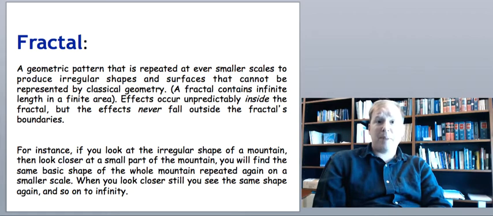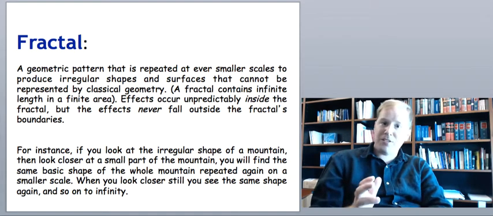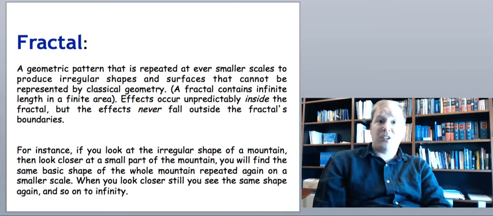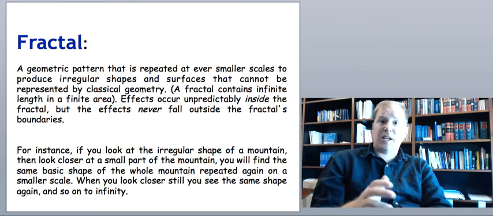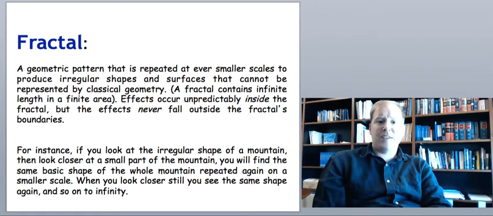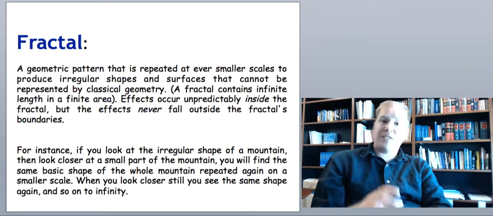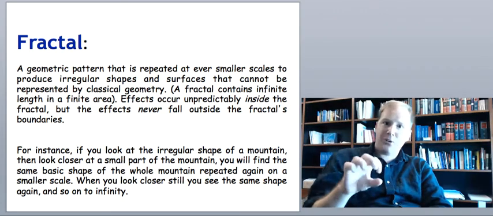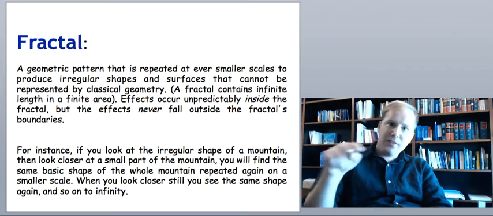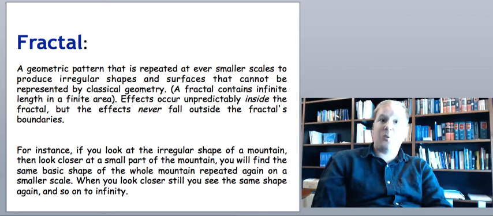It's a geometric pattern that is repeated at ever smaller scales to produce irregular shapes and surfaces, roughness, that cannot be represented by classical geometry or by simple cause and effect relationships if we're looking at something like financial volatility. A fractal contains infinite length in a finite area. Effects occur unpredictably inside the fractal, but not outside the fractal. That is, it has boundaries and limits, but within those limits, it's hard to predict what's going to occur.